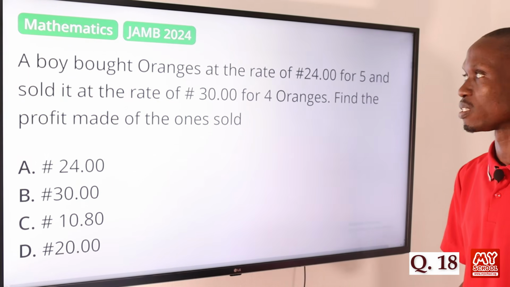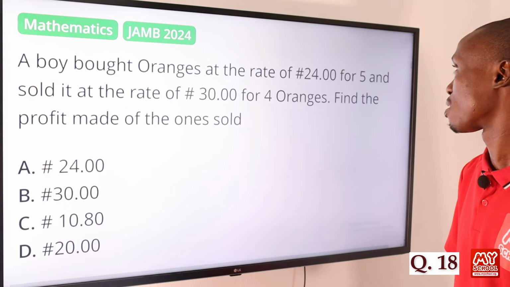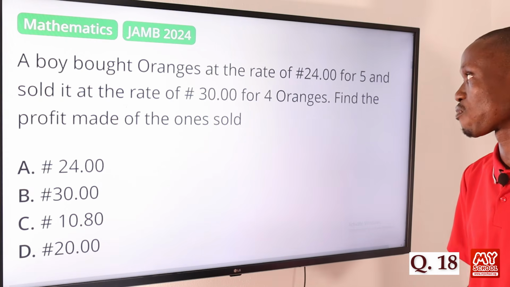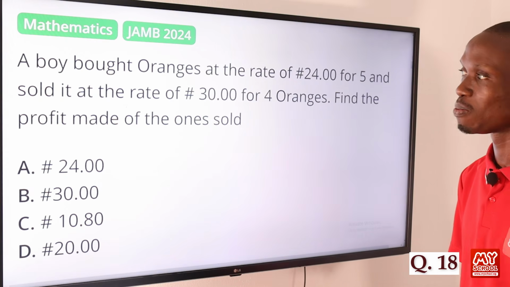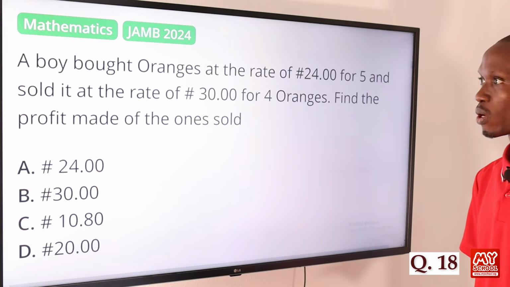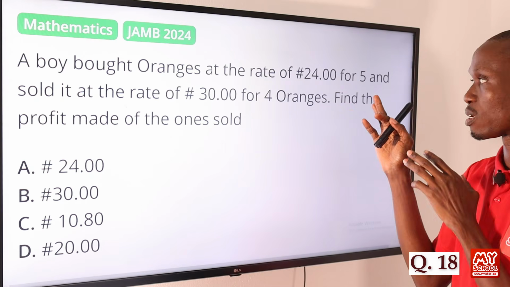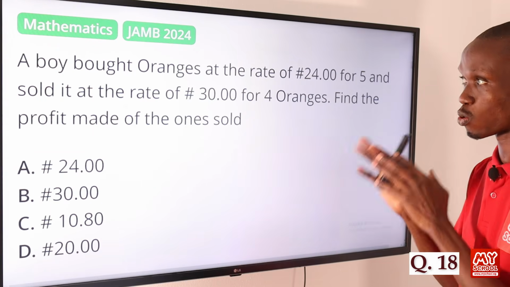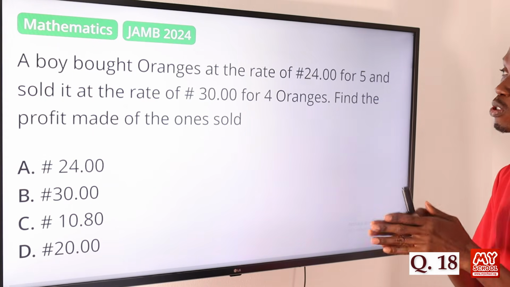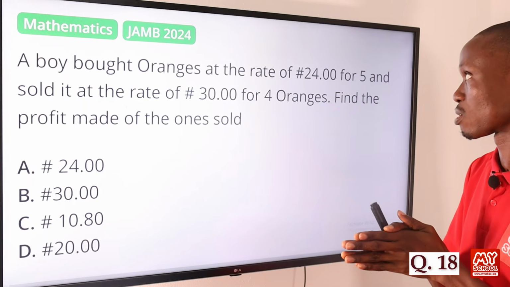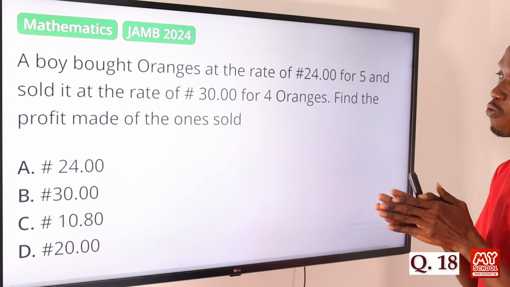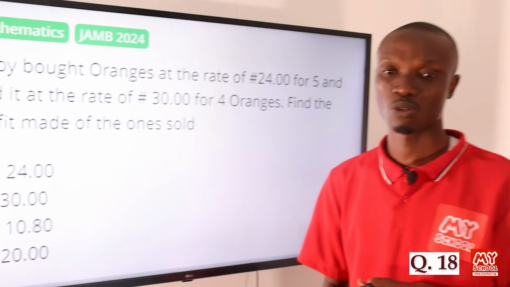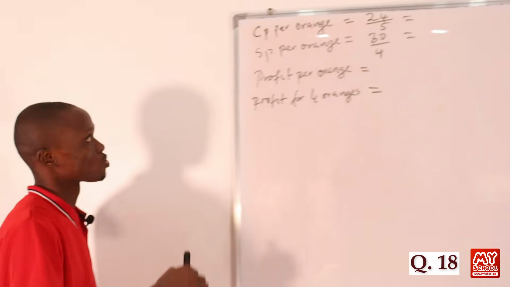A boy bought oranges at the rate of 24 naira for 5 and sold them at the rate of 30 naira for 4 oranges. Find the profit made on the ones sold. Okay, so the number of oranges sold here is actually 4, right? So we want to find the profit made for those 4 sold, right? So first of all, to do this, we are going to be calculating the cost per orange, and we'll also calculate the selling price per orange sold. Okay, so let's move over to the board to provide answer to this question.